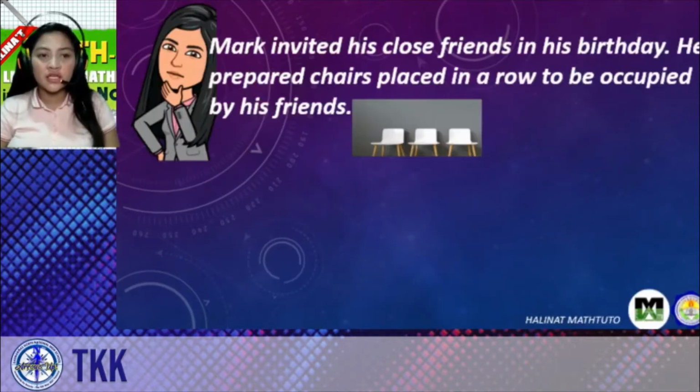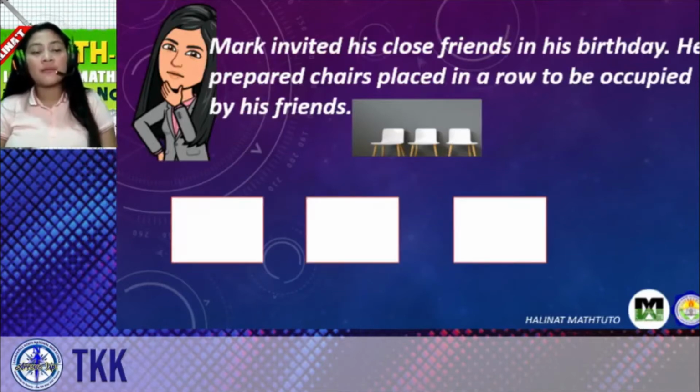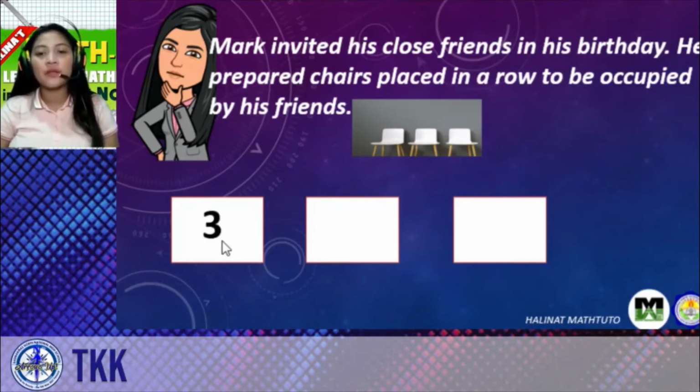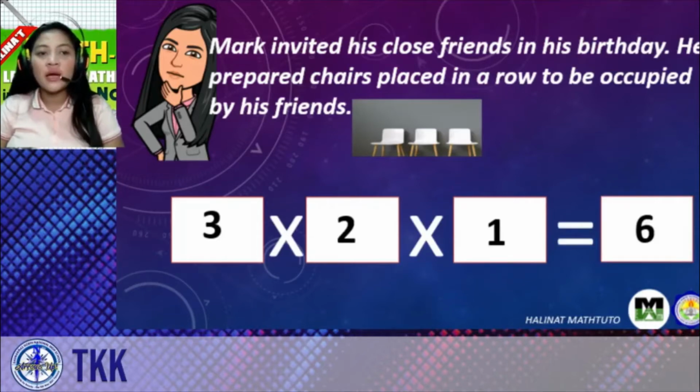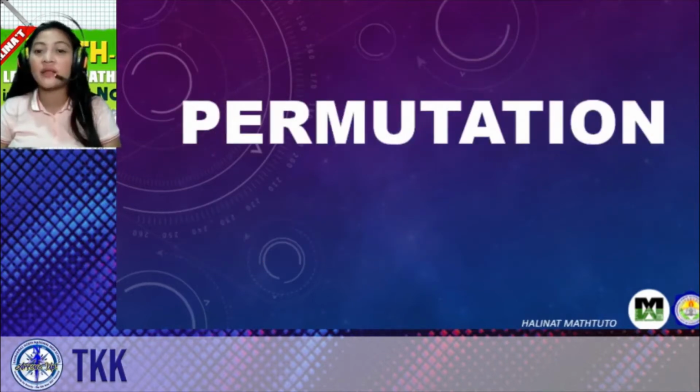Another way of answering the question is by the fundamental counting principle. We have here 3 boxes because there are 3 chairs. For the first seat, we're going to put 3 because there are 3 possible persons to be seated in the first seat. For the second box, there are only 2, and for the last one will be 1. And we will multiply these, and the answer will be 6. And aside from the fundamental counting principle, we can use permutation to answer that problem.